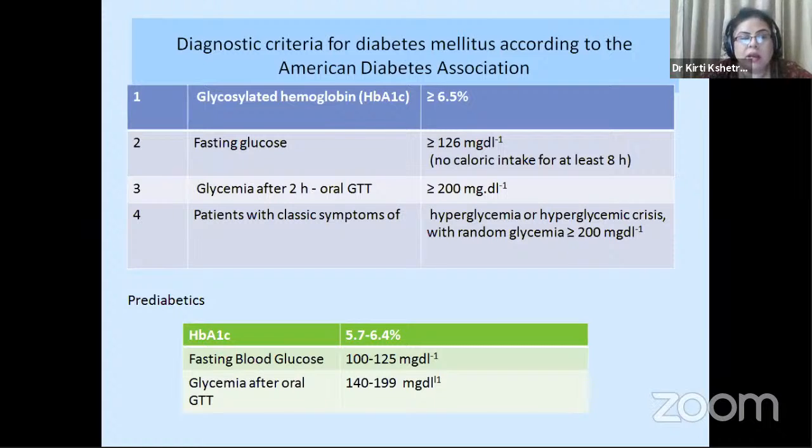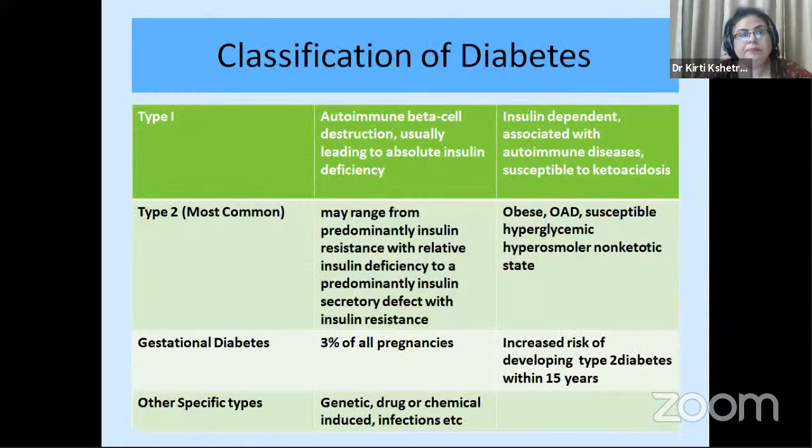During the investigation, another class of patients has been described. They are called pre-diabetics, who have fasting blood glucose level between 100 to 125, glycemia after oral GTT of 140 to 199 milligram per deciliter, and HbA1c between 5.7 to 6.4%.